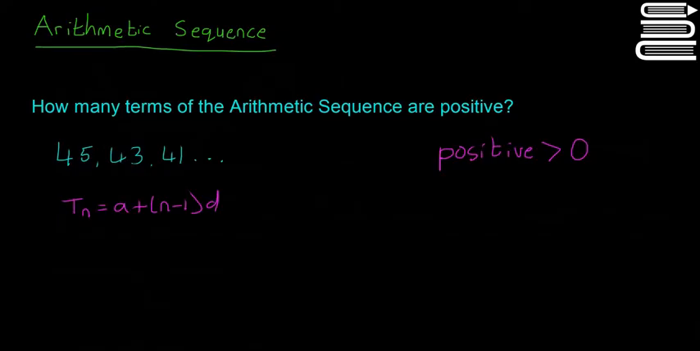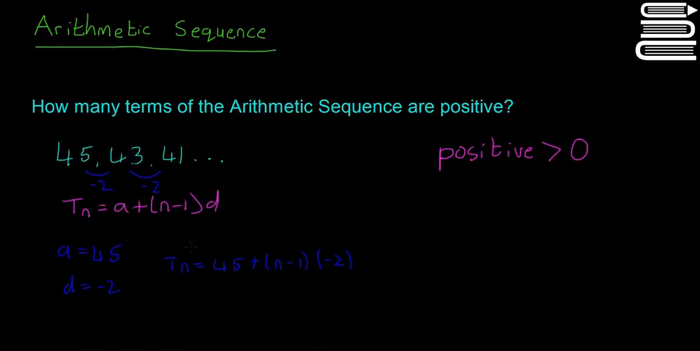So a, I'll go blue. A is going to be 45 because that's the first term. We'll read that straight off. And the difference between each one is going to be minus 2 each time. If you see that, 45 to 43 goes down by minus 2, and 43 to 41 goes down by minus 2. So a is 45, and then d is equal to minus 2. That means t of n is equal to 45 plus n minus 1 multiplied by minus 2.